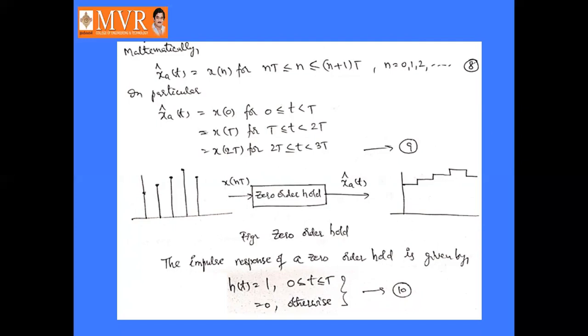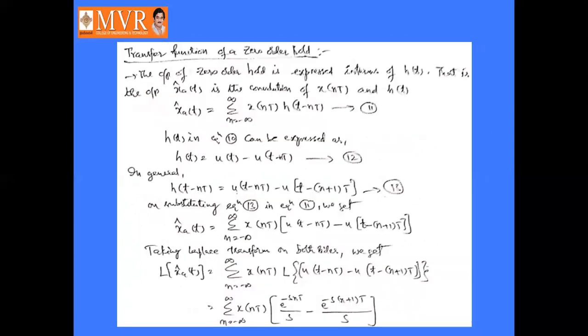The impulse response of a zero order hold is given by h of t equal to 1 for 0 less than or equal to t less than or equal to T and 0 otherwise. That is equation number 10. Then coming to the transfer function of a zero order hold, the output of the zero order hold is expressed in terms of h of t. That is, the output x hat of t is the convolution of x of nT, the discrete time sequence, and the impulse response h of t.